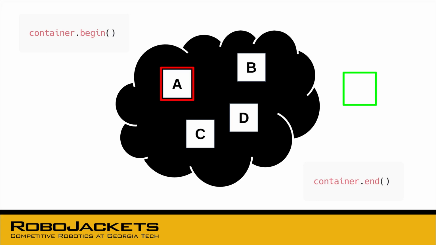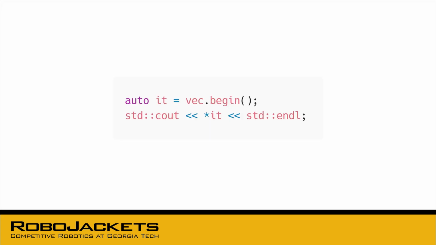Iterators can also be changed to the next iterator using ++. So that would make it point to B instead of A. You can also use the value at an iterator using the dereference operator, the star. So in this case, we're printing out the value at the entry pointed to by it.